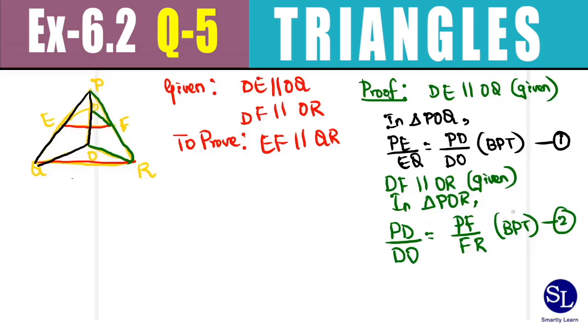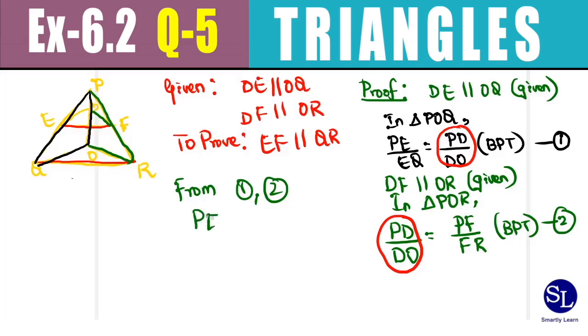Now let us see from equation 1 and 2. PD by DO appears in both equations. So how can we continue? From equation 1 and 2, I can say if one part of the equation is equal, then obviously the other part is also equal. So this is PE by EQ is equal to PF divided by FR.